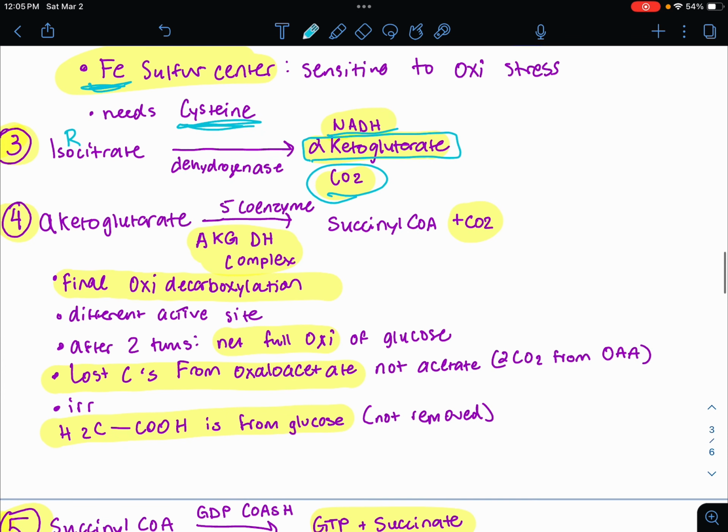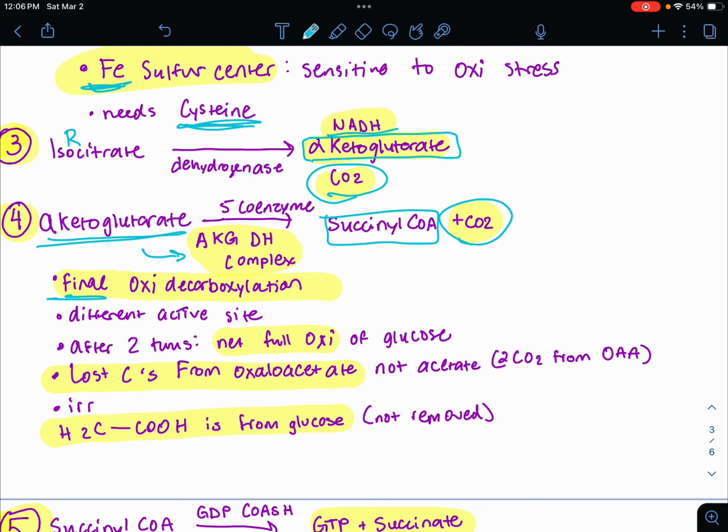Step 4, we're going to take our alpha ketoglutarate from step 3. We're going to do another oxidative decarboxylation. This is the final time in the citric acid cycle this will happen. We need the 5 coenzymes from our PDH complex, because now we're dealing with the alpha ketoglutarate dehydrogenase complex. Again, it's the same type of deal here. There are 3 enzymes, and we need those 5 coenzymes at step 4 again. The AKG-DH complex, when the enzyme is doing its job, is going to make our product succinyl-CoA and CO2. We're going to have that CO2.